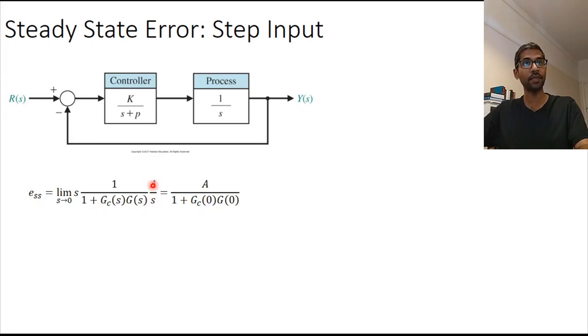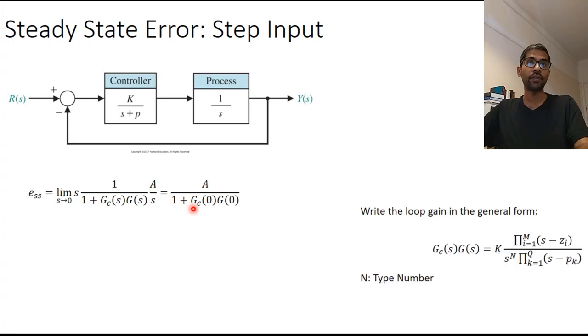Now this is a step input, so the step input is given by A over s in the Laplace domain. So that's going to be your input. Now this s in the numerator and this s in the denominator cancel each other off, and therefore you can write the steady state error like this, right? Now we've already talked about the type of the system.